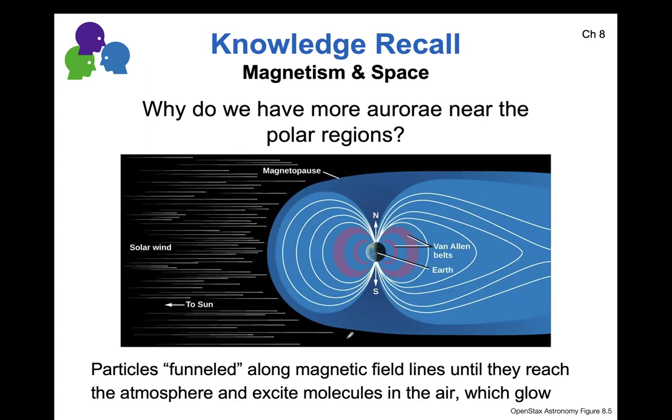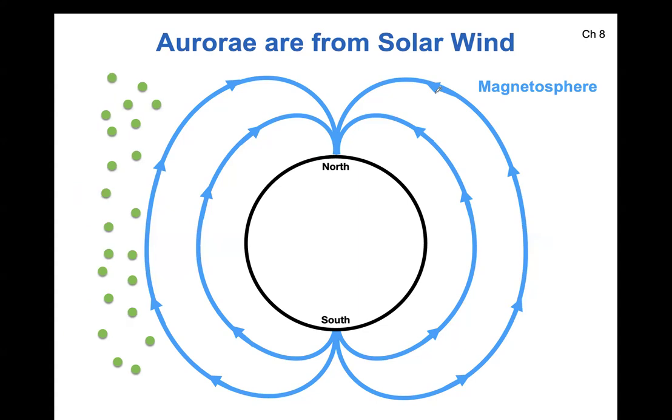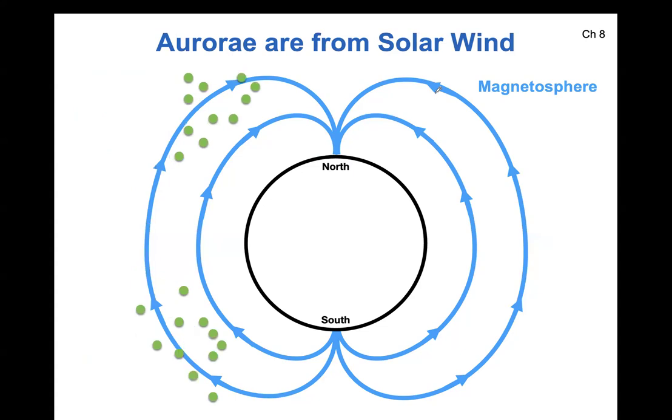Particles are funneled along the magnetic field lines until they reach the atmosphere and excite molecules in the air. That's what creates the glow known as the northern lights. So to talk about that, we'll also go back to the open question I proposed about how the magnetic field stops the solar wind in the first place. It comes down to the idea I mentioned briefly before that magnetic fields interact with charges. They exert forces on charges.